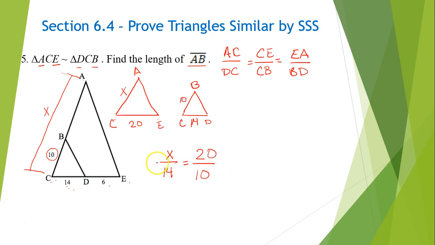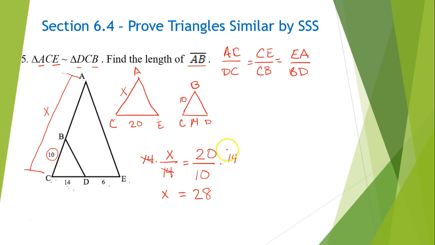We just need to now solve for x by multiplying both sides by 14, and we get rid of 14 here, and we get x equals, now 20 over 10, that is 2. 2 times 14 is 28. So there we go. We found x is equal to 28, which means AC, this whole side measurement right here, is 28 units.